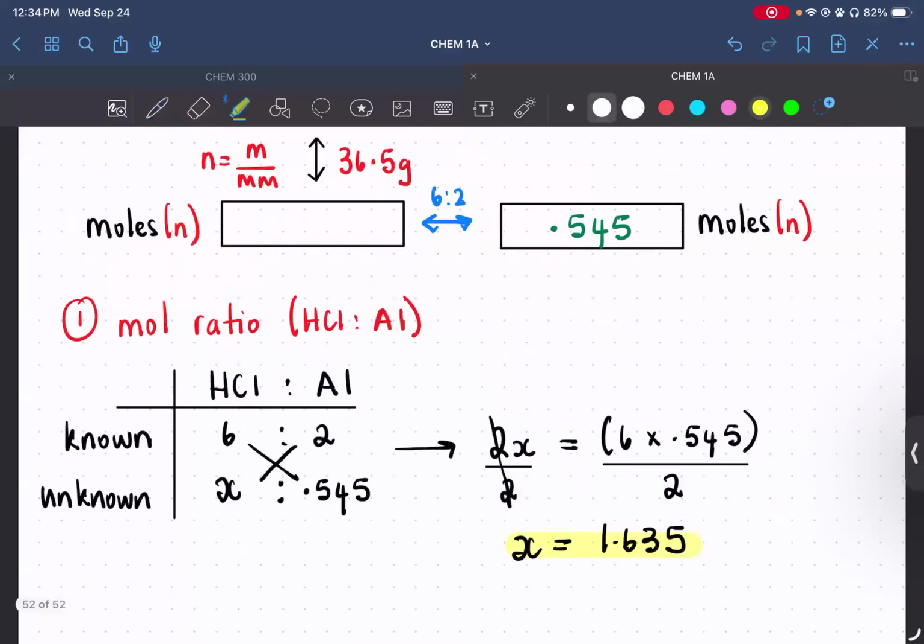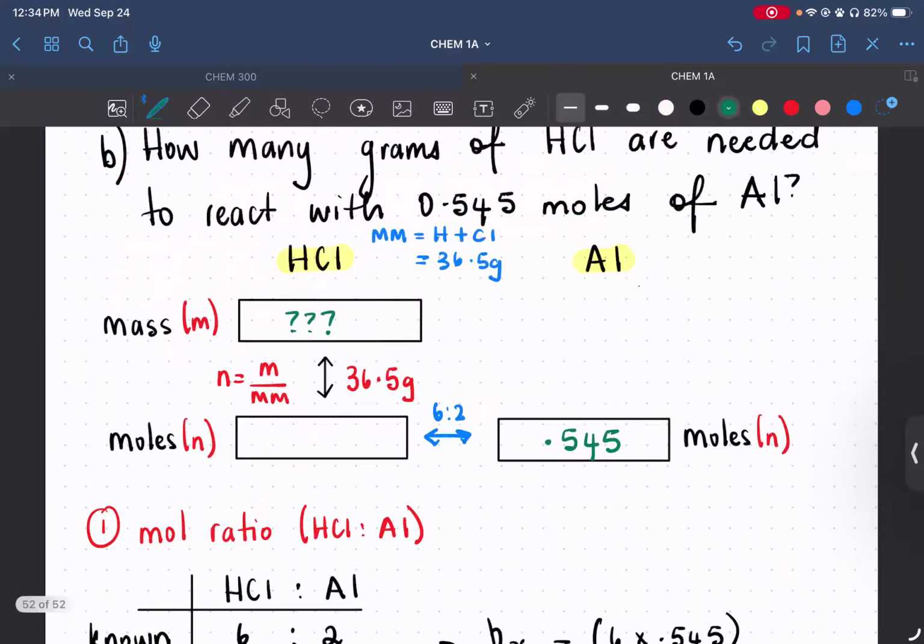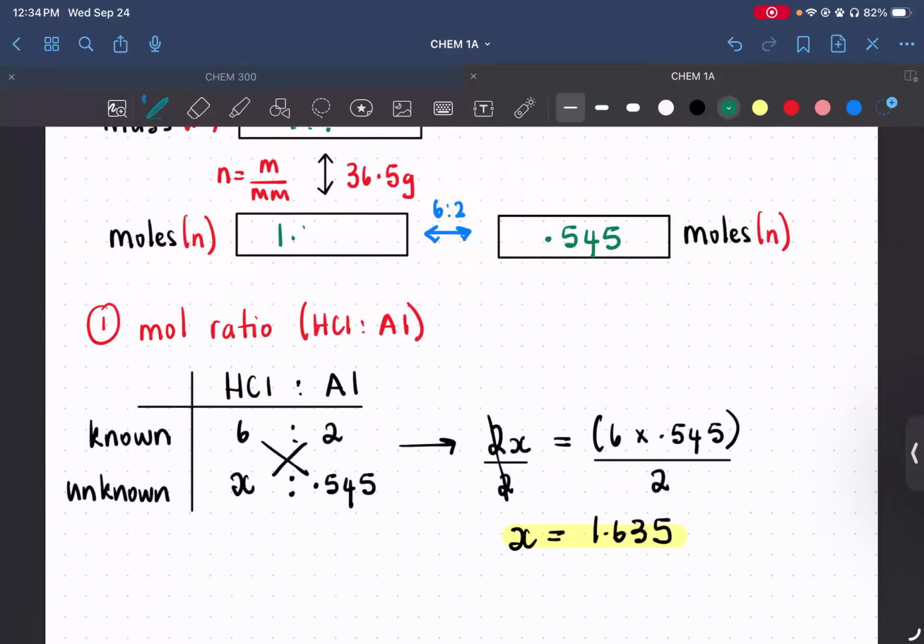I see your hand, Joel. I'll get to you in a second. That's, of course, what tells us the number of moles of aluminum or HCl is 1.635.